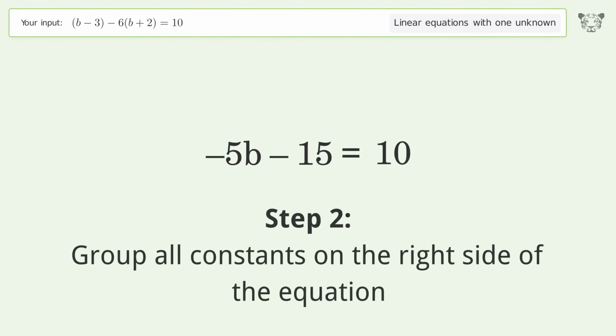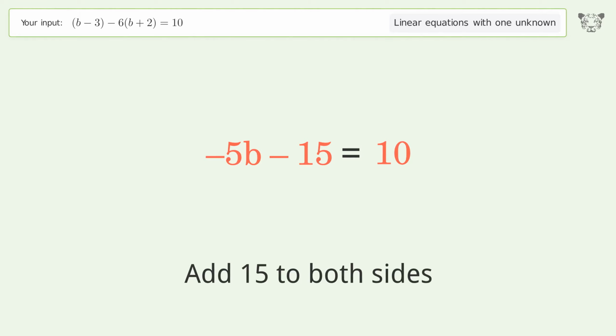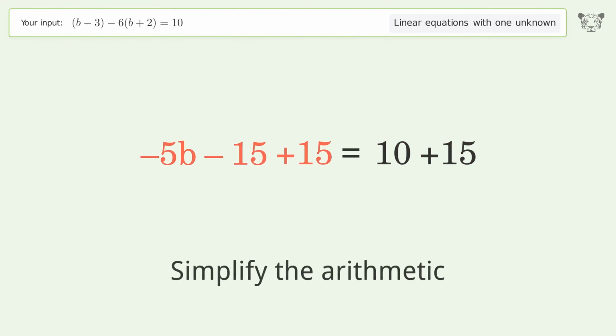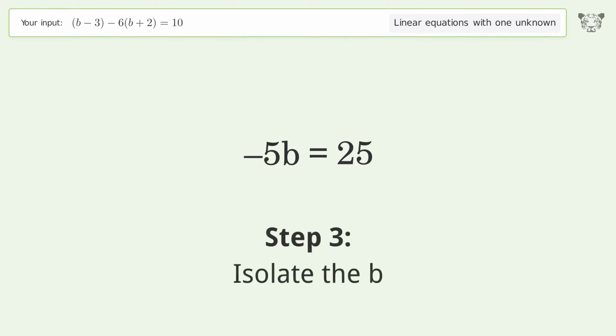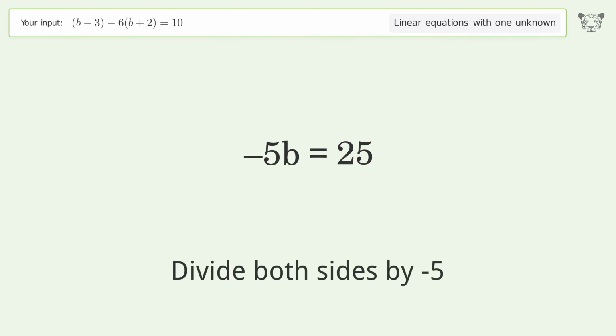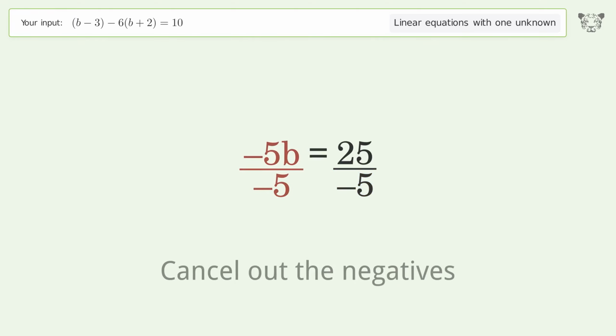Group all constants on the right side of the equation. Add 15 to both sides. Simplify the arithmetic. Isolate the b. Divide both sides by -5. Cancel out the negatives.